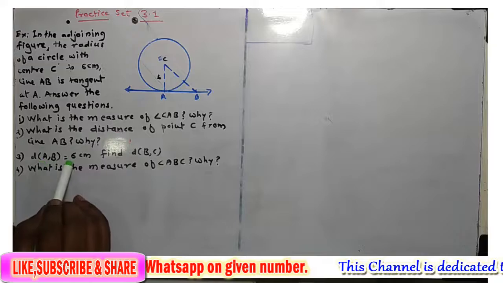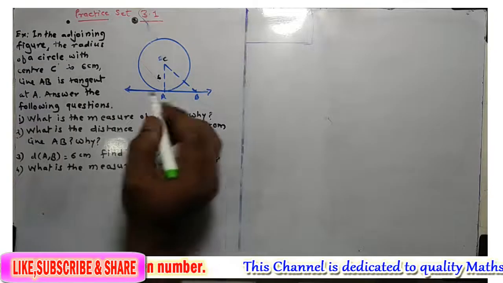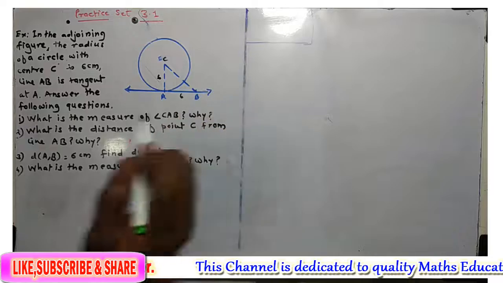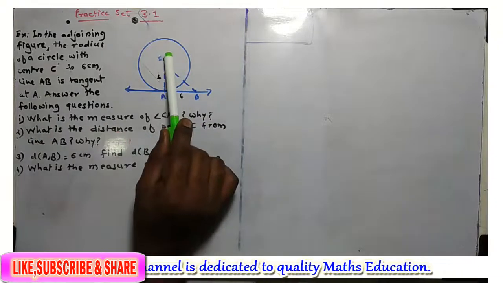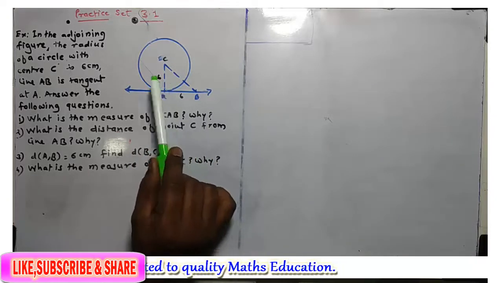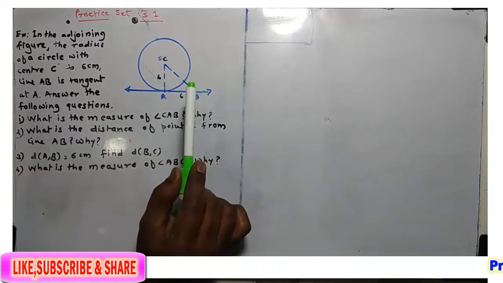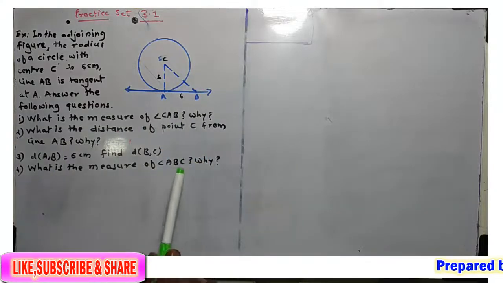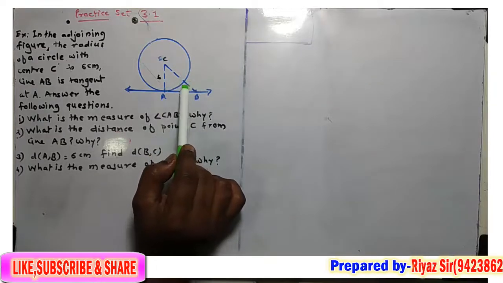Okay, now distance AB is equal to 6, then find distance BC. For third, if AB is equal to also 6, then we have to find BC. Now here, triangle CAB is right angle triangle because angle A is 90 degree. Okay, by Pythagoras theorem we can find that hypotenuse. Okay, and what is the measure of angle ABC? Angle ABC, that angle we have to find.